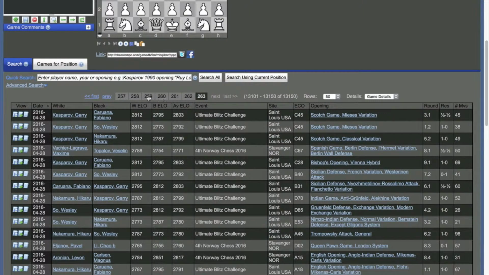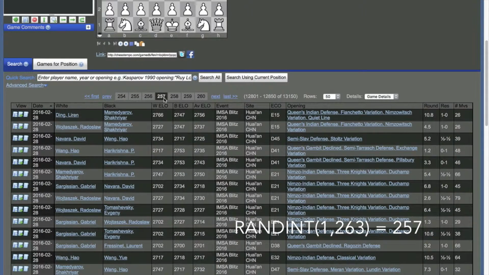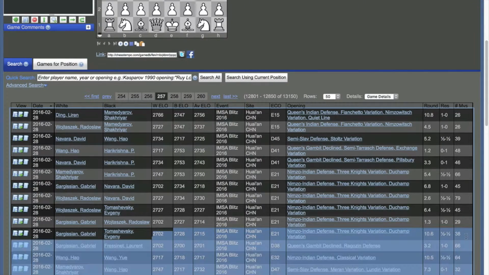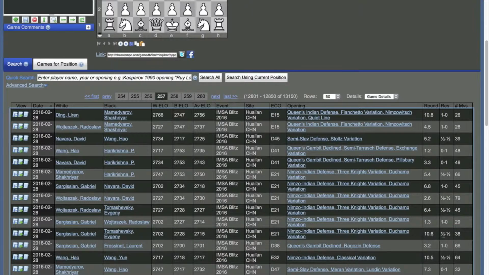So let's say we got a randint of, I don't know, 257. We would go to page 257, and we got a randint of 1 to 50 that told us 11. We would count 11 down, so 1, 2, 3, 4, 5, 6, 7, 8, 9, 10, 11 would be this game, which resulted in a draw, as we see here, and in 38 moves. So this is all we would record. We would only record the result and the moves, and that would be it.